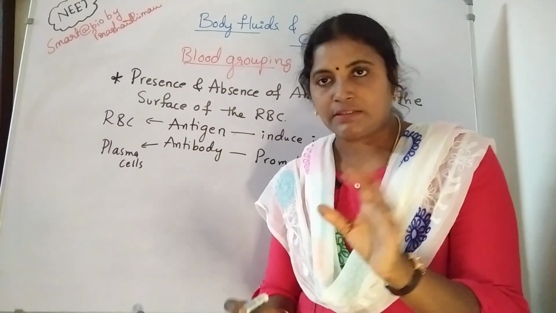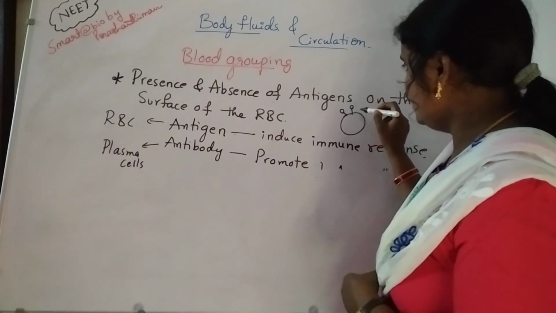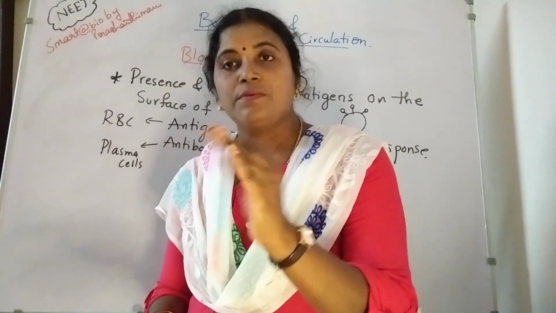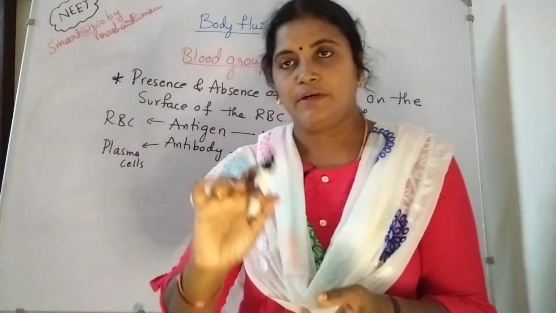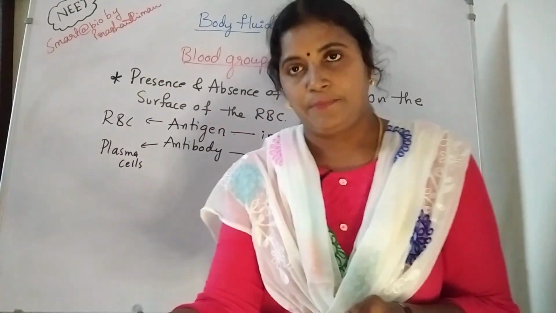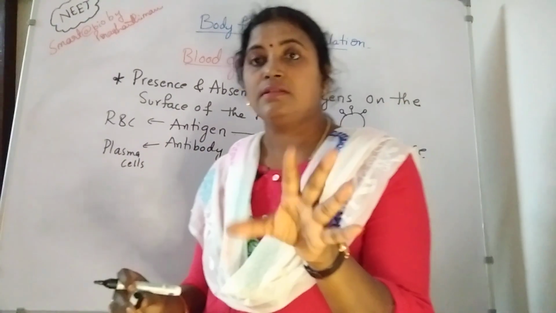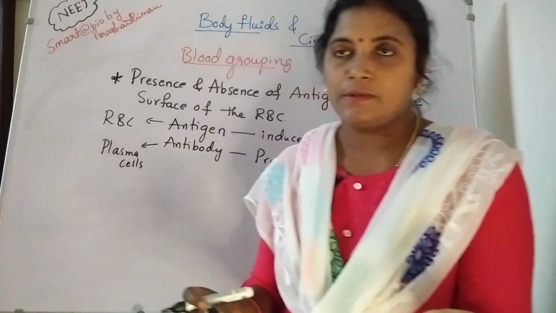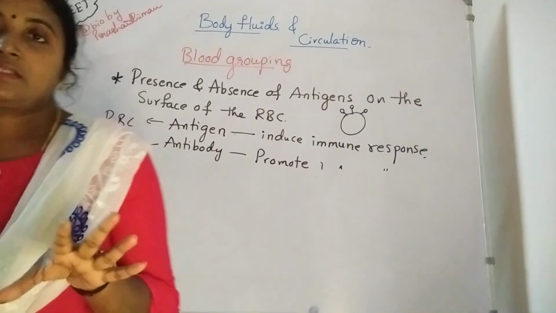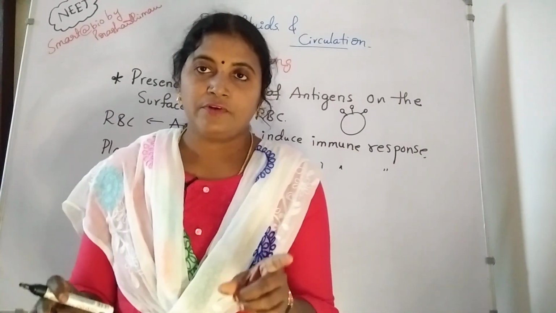So if the antigen is present on the surface of the cell, that type of blood group we can consider as a particular type of blood group. Like if it contains antigen A, the blood group will be A. Okay, next one, if the person contains the B antigen on its surface, the person has the B blood group. And if the RBC does not contain any antigens, the blood group will be O.